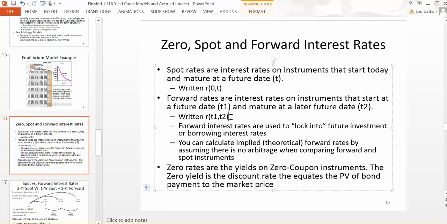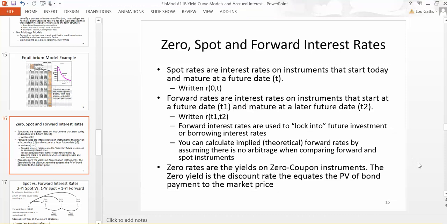All right, so corporations use this. Say a company needs to borrow $1 billion 2 years from now and wants a five-year loan. They can go to a bank and say, give me an interest rate, a forward interest rate on a loan starting 2 years from now that lasts 3 years or 5 years. So we'd say it starts in period T1 and ends in period T2.